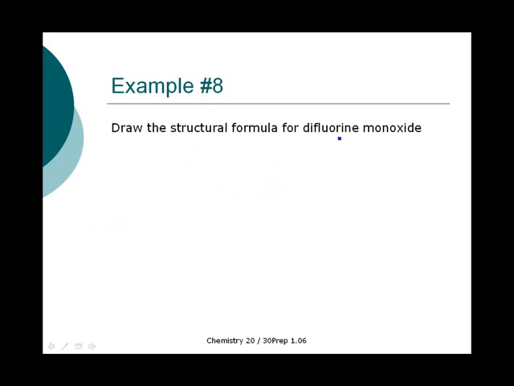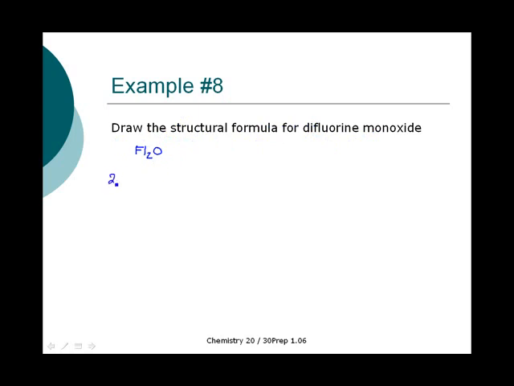Alright, so structural formula for difluorine monoxide. Before we can draw it, we have to know what it looks like. Difluorine means F2, monoxide is O1. So there is our formula for difluorine monoxide.